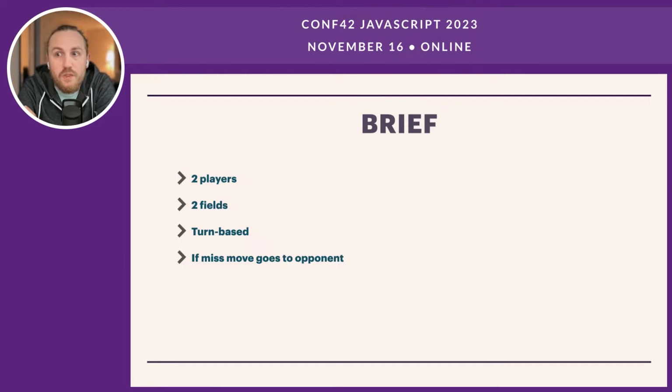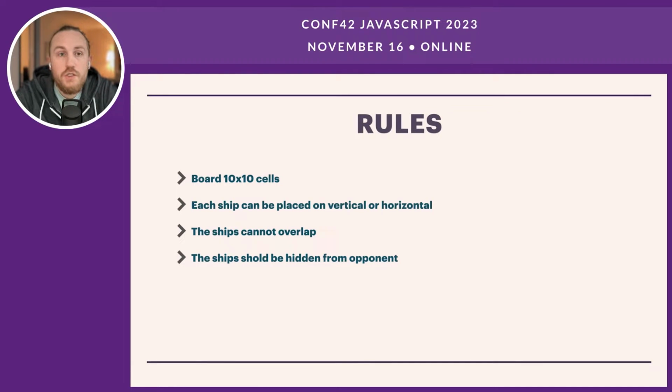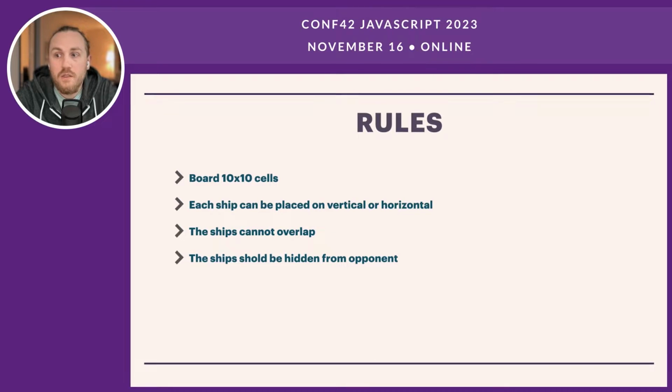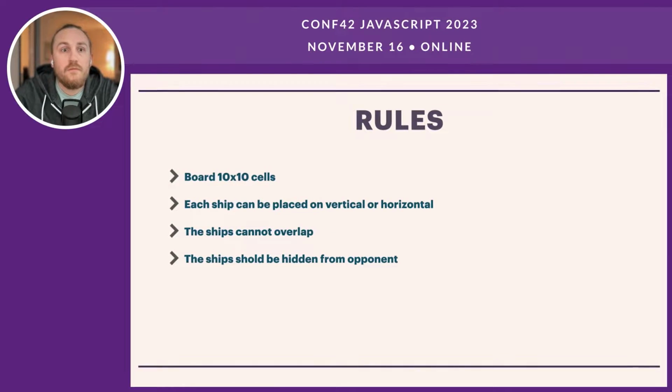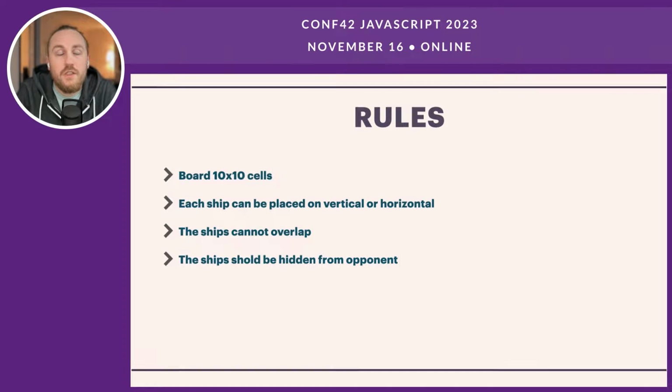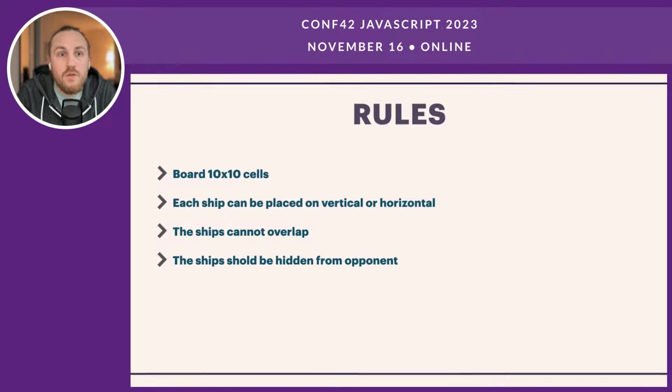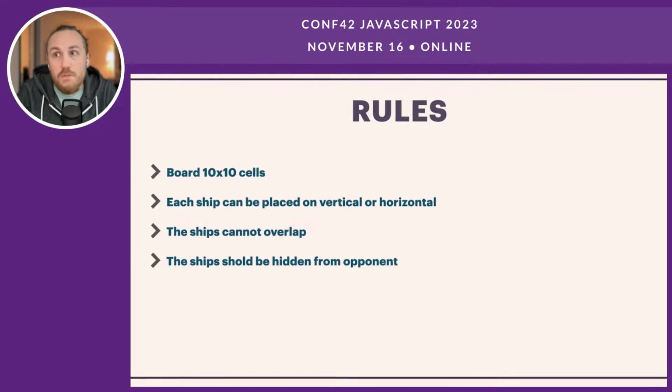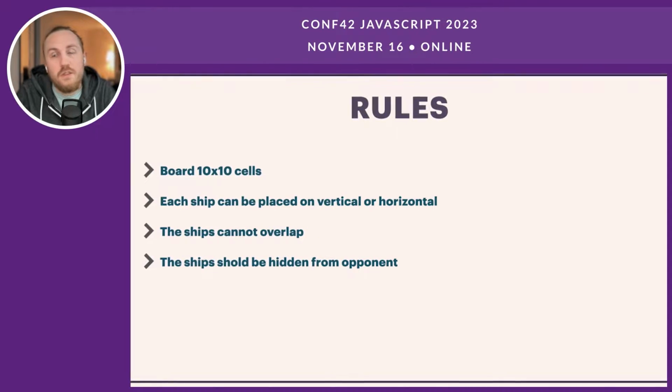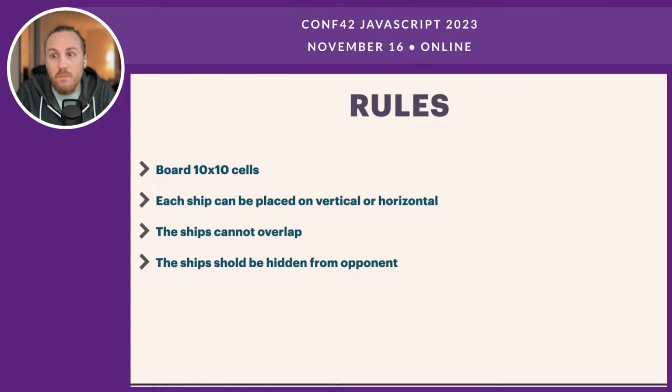Each player has two fields. On the first, he can see his own ships, and on the second, the opponent's ships. Each player makes their move, and if a player hits a ship, he can make another move until he misses. Each field has 10 by 10 cells, and each ship can be placed vertically or horizontally, but ships can't overlap, and of course, ships should be hidden from the opponent.